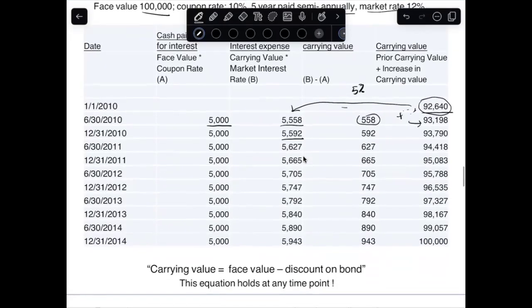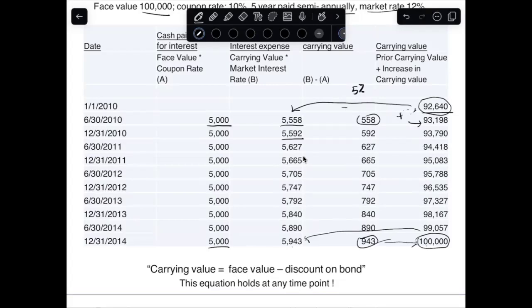So until year 10, 99,057 times 5% would be equal to this number, and the company only paid back the 5,000, and that difference, this number, will be added to the previous carrying value to equal the new carrying value.